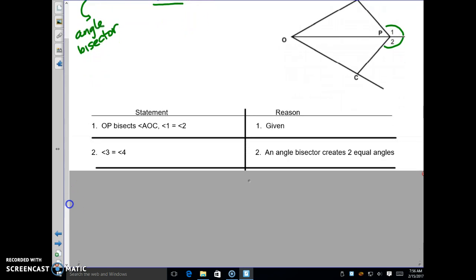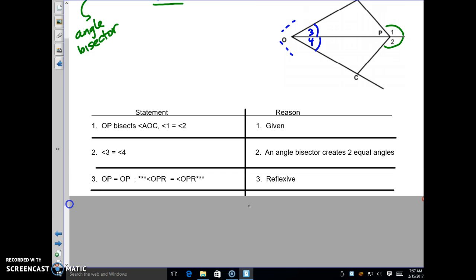Remember that angle bisector means that we have two equal angles. So we should recognize that since OP, which is in the middle, bisects this angle right here, that angle 3 equals angle 4. Here's the trick. The trick is we have OP reflexive. I think you could have noticed that right away.